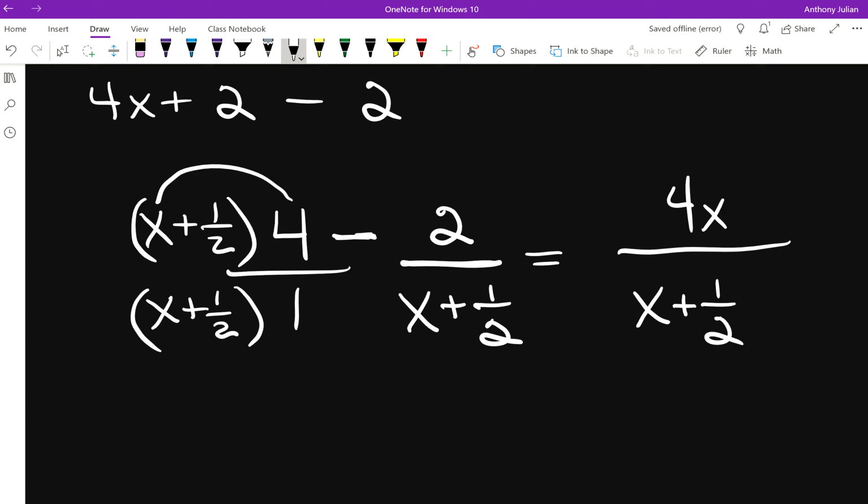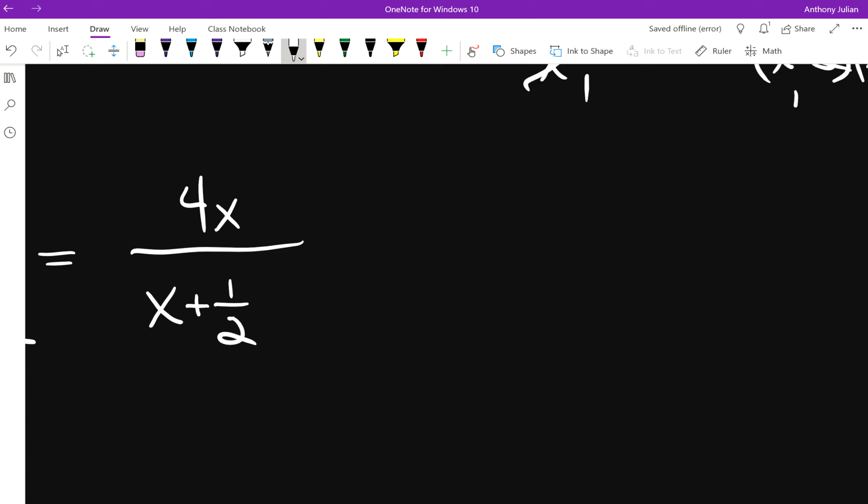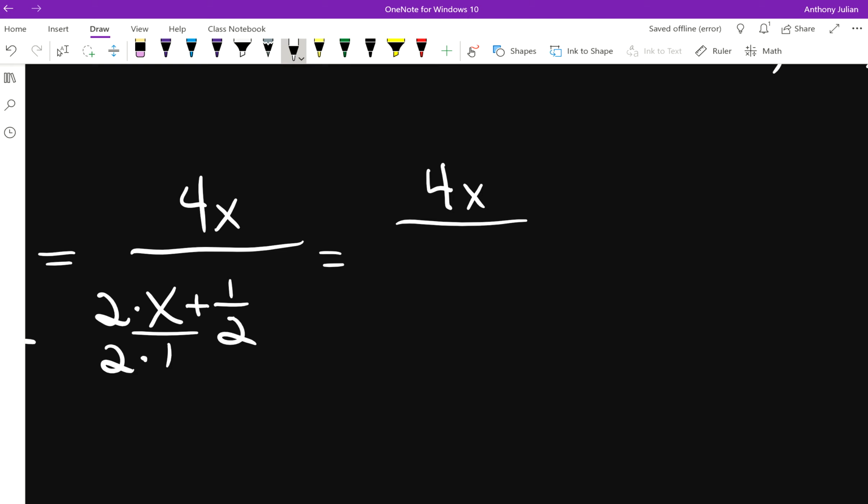Okay, and then there's my denominator of x plus 1 over 2. Now I'm going to come over here and I'm going to add together x plus 1 over 2. So that means here there's really a 1 there again, so I'm going to multiply top and bottom by 2. So that means I'm going to end up with 4x over, let's see, what do I get here? My denominator is going to be 2, and then my numerator is going to be 2x. 2 times x is 2x plus 1.